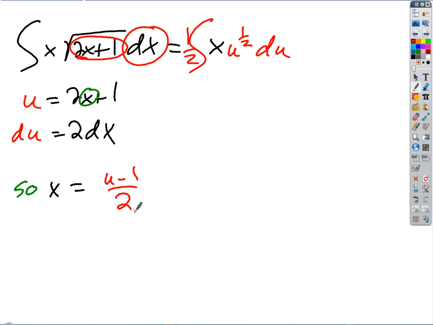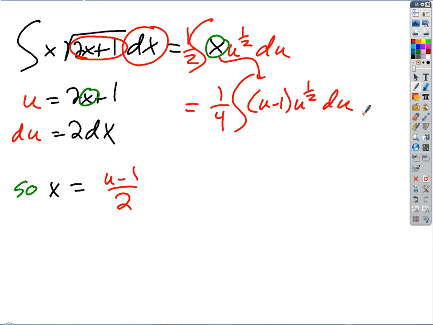Okay, so I could make that substitution right there, right? I could pull the 1/2 out front. Okay, and if I complete the substitution, I end up with a 1/4 out front times this x becomes the quantity u minus 1 times u to the 1/2 du. And can I go from there? What do you think? You want to suggest what I do next?